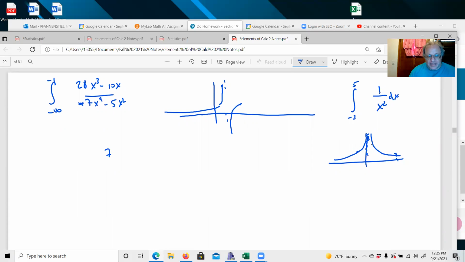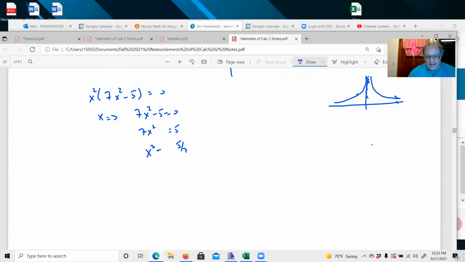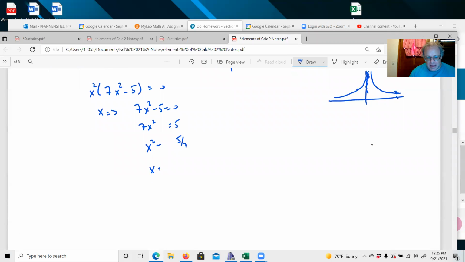Any discontinuities. So what I'm going to do is factor an x squared out of the denominator and set this thing equal to 0. So we have x equals 0 from this. We have 7x squared minus 5 equals 0, so 7x squared equals 5, x squared equals 5/7, and x would be plus or minus the square root of 5/7.